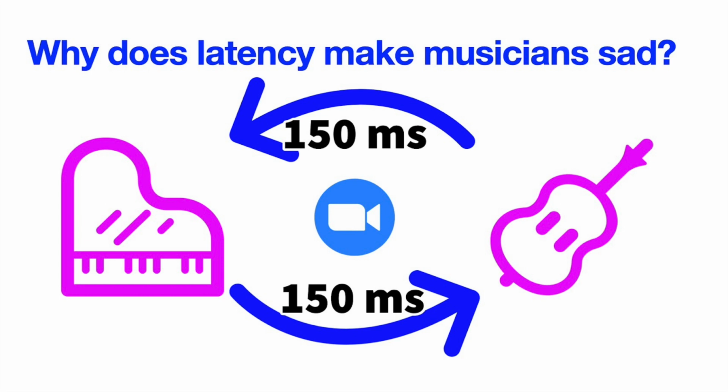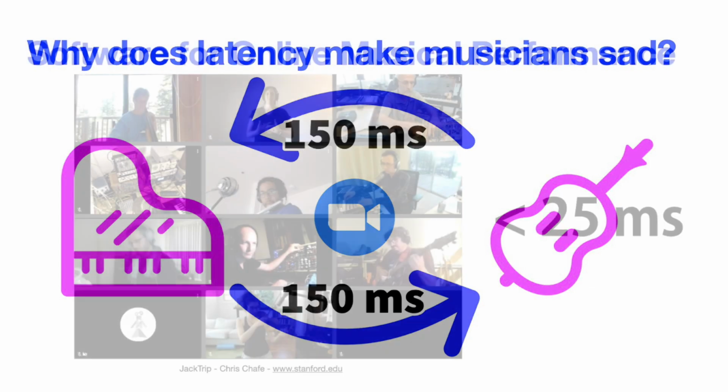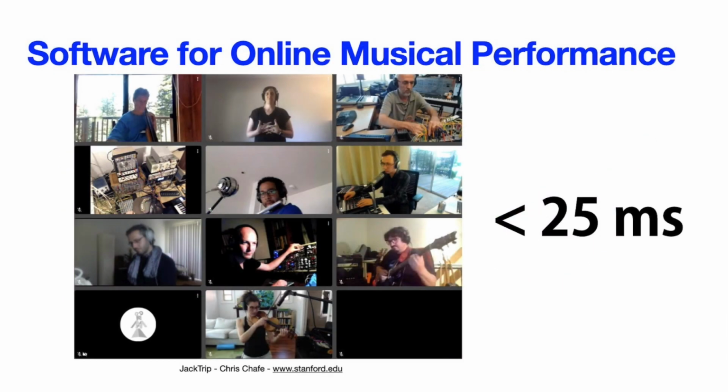If this pianist is trying to synchronize with this violinist, she hears the sound 150 milliseconds late. That's less than a second, but that means our violinist hears the piano not 150 milliseconds late, but 300 milliseconds, since that signal is delayed to them as well. So the violinist then slows down to get back on beat, so the piano slows down, etc. Now, the good news is that many very clever people have been working on solutions to this problem.